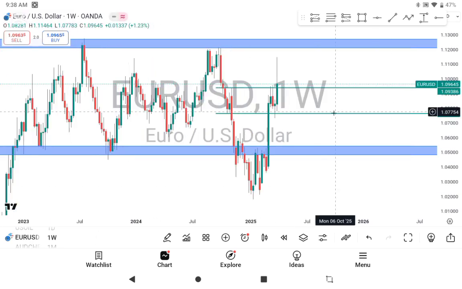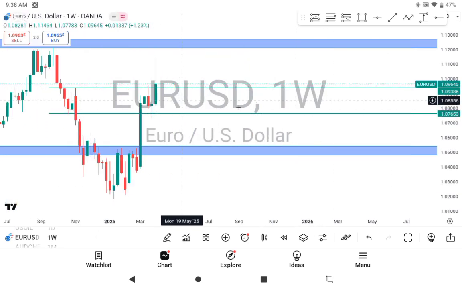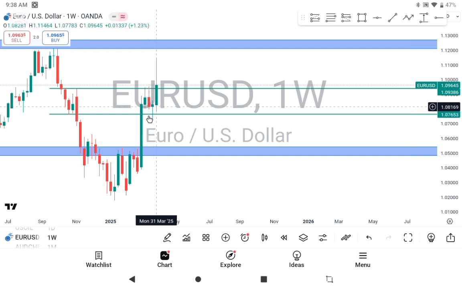On the weekly time frame, we have a bullish engulfing candle. This even looks like a morning star. We expect that after a bullish engulfing candle forms on a support level, the following week's candle will be bullish. So when the new market opens, we should see price pushing up to this key level of resistance right here.